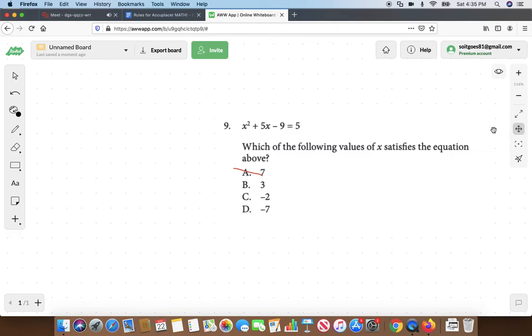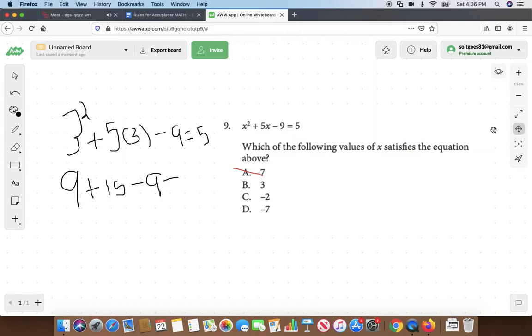All right, so let's try a 3. Let's see if 3 works. So plug in a 3 for x. Looking good. All right. So let's do PEMDAS again, right? Exponents first. Simplify this.